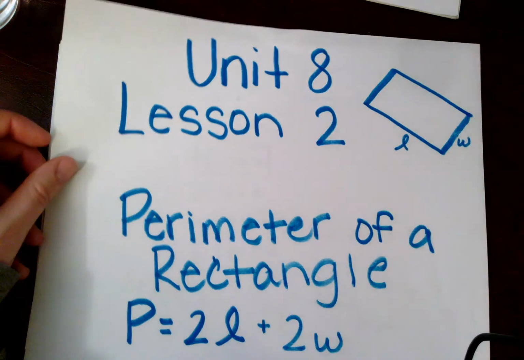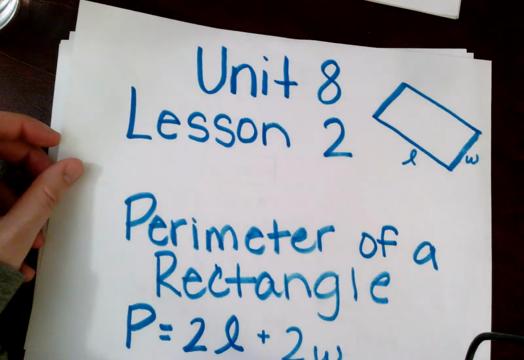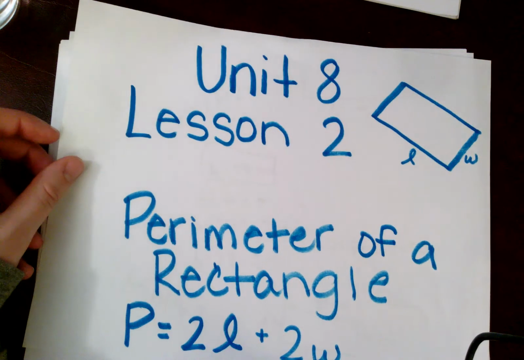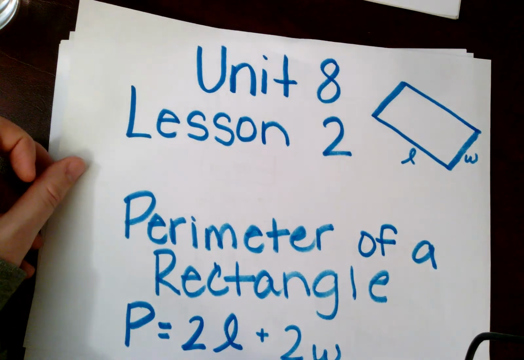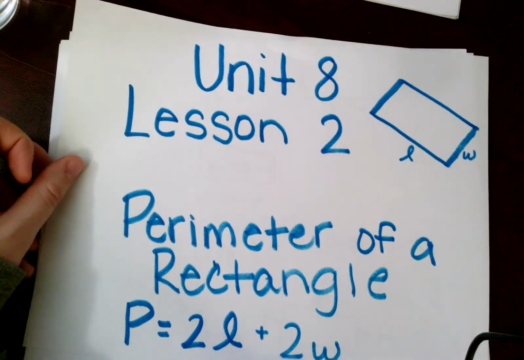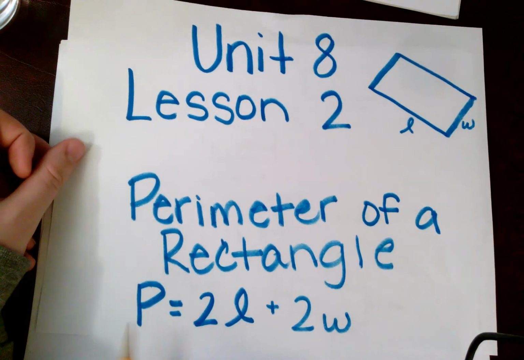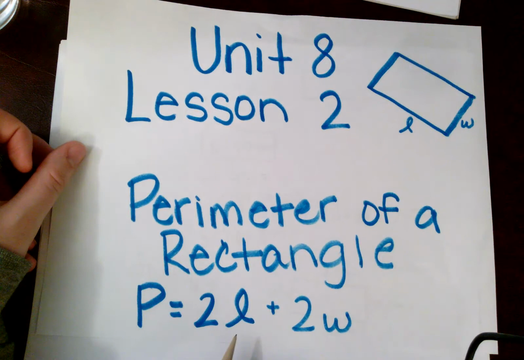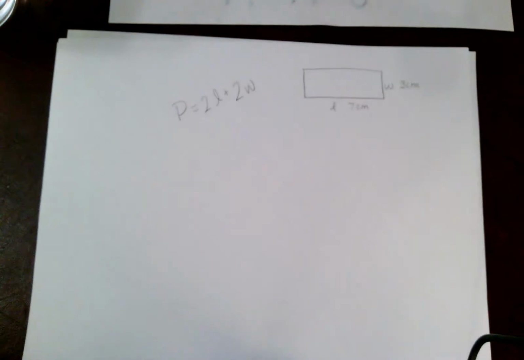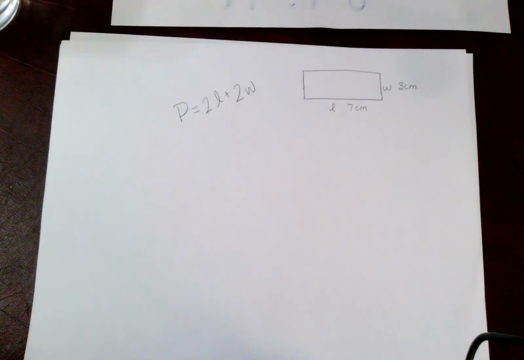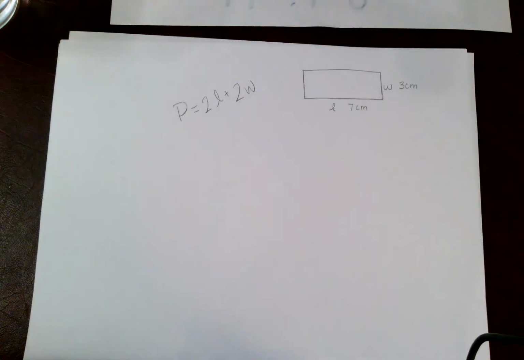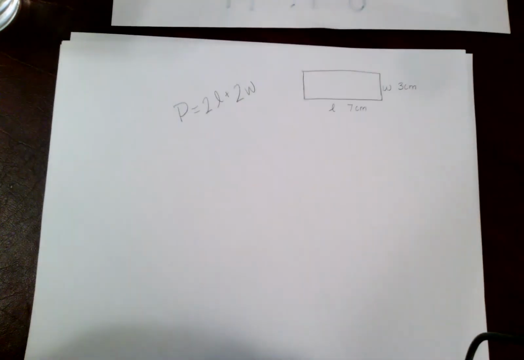Okay, so in this video, we are going to be reviewing Unit 8, Lesson 2, where we learned how to calculate the perimeter of a rectangle using the formula P, or perimeter, equals 2 times the length plus 2 times the width. Now, you must be thinking, well, I know that perimeter is just adding around the length of the sides of a shape. So why is it 2L plus 2W?